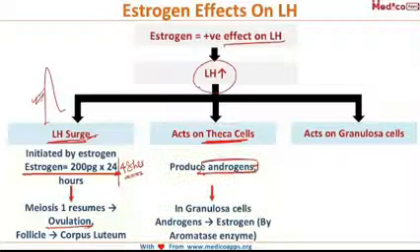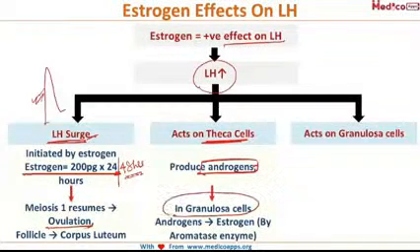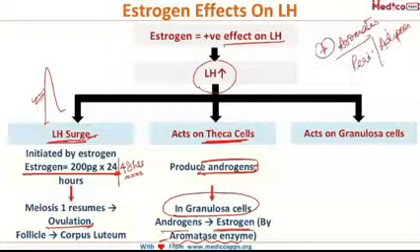Now these androgens diffuse into the granulosa cells, and here these androgens are converted to estrogen by the action of aromatase enzyme. So aromatization occurs, by which the androgen is converted to estrogen, and this occurs in the granulosa cells. Now here remember this, that this aromatization, apart from occurring in the granulosa cells, also occurs in the adipose tissue, the peripheral tissues.